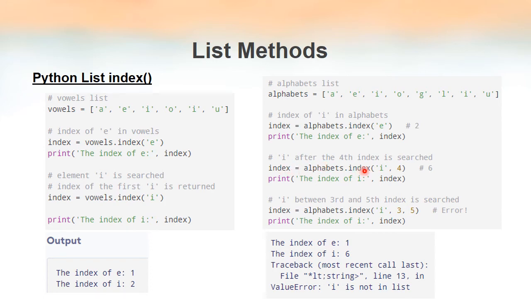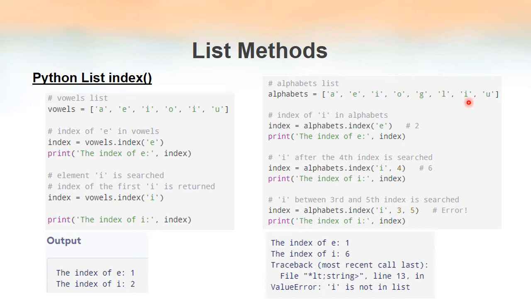In the second way of using the index method, we have specified the start index from which we have to start searching. So it will start searching from the 4th index. So here the 4th index means 0, 1, 2, 3 and 4. Okay, so we are starting the search for the character I from the 4th index. So we will not consider all the elements before this 4th index, because we have specified the start from which we have to start the searching.